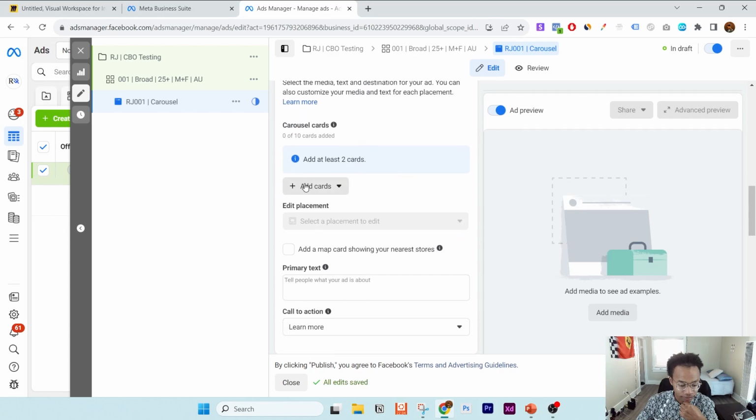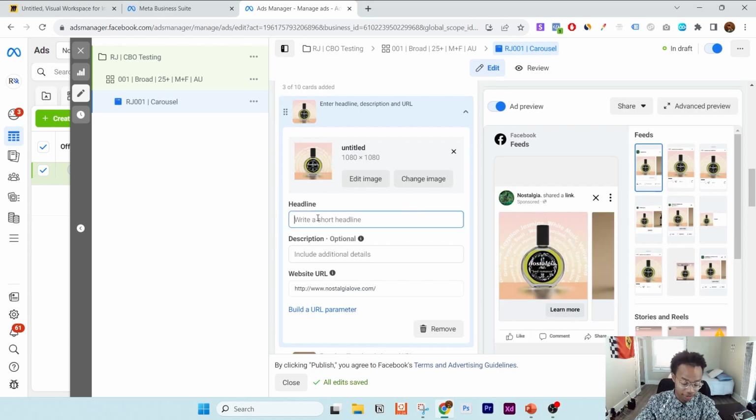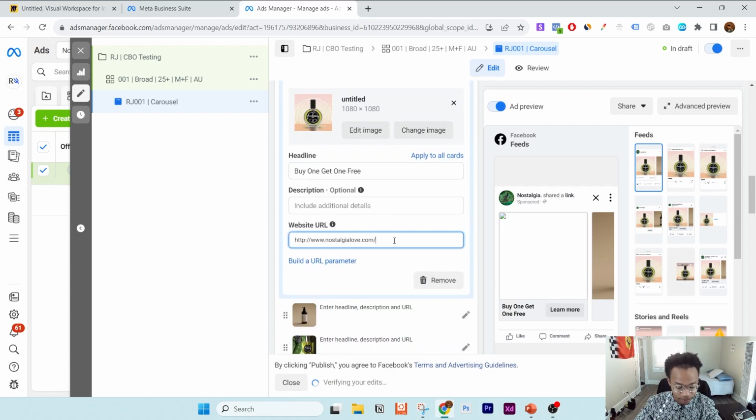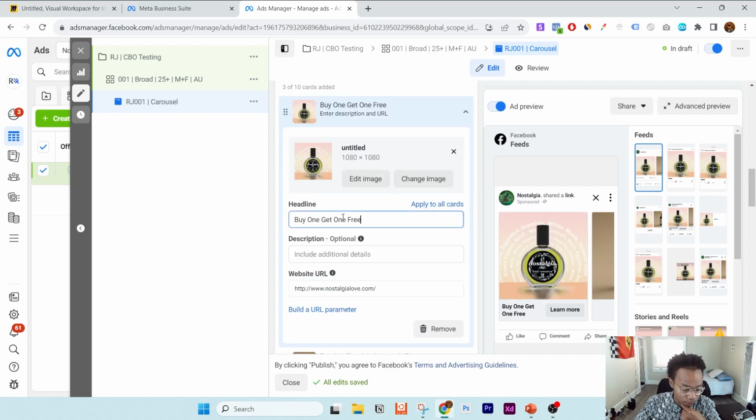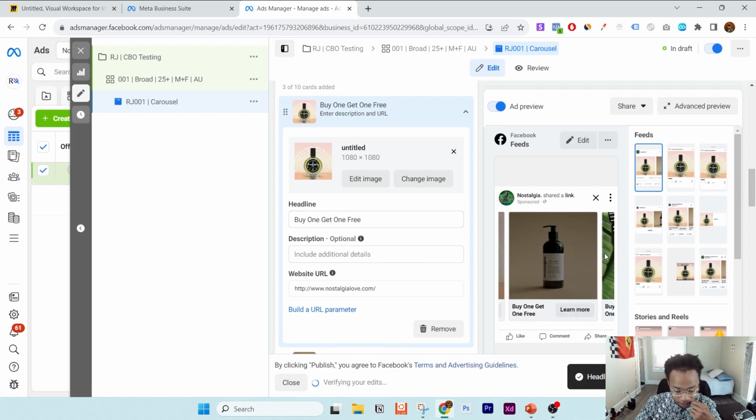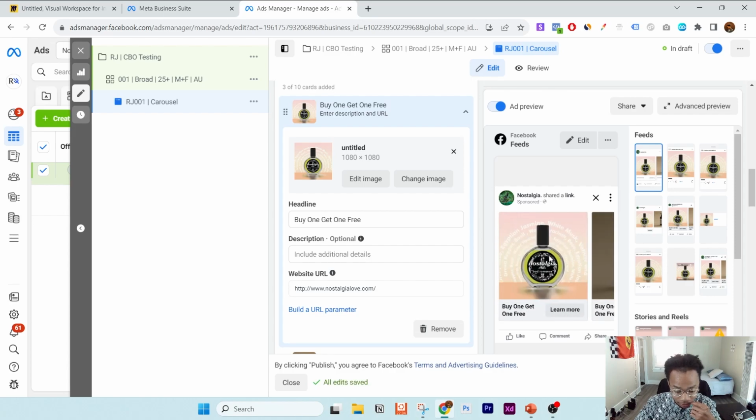Now what you're going to do is you're going to add your different images. You're going to add the headline. So, I don't know, buy one, get one free, right? And you're also going to add your website URL. And what you can also do with carousels, you can apply the same headline to the same cards. So you're only testing different creatives, right?